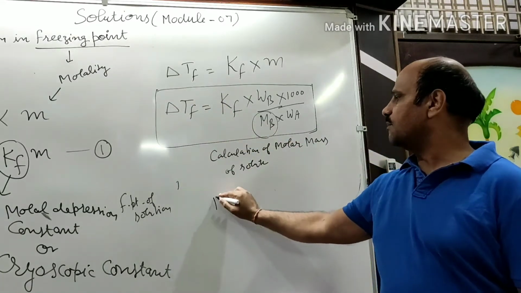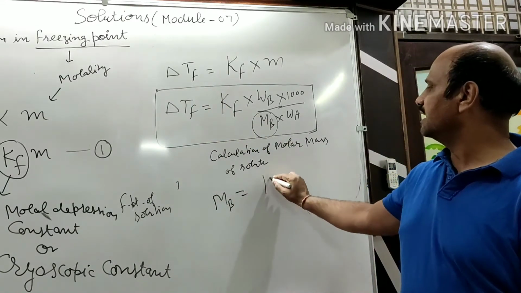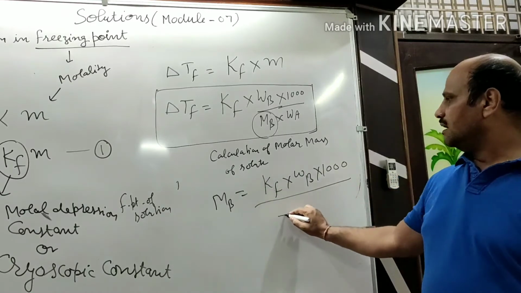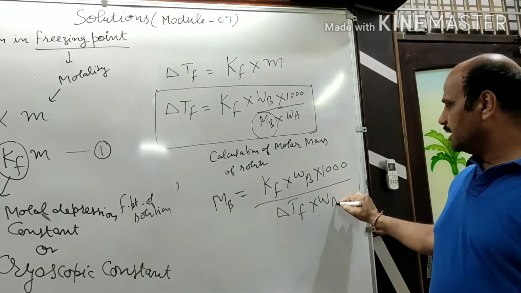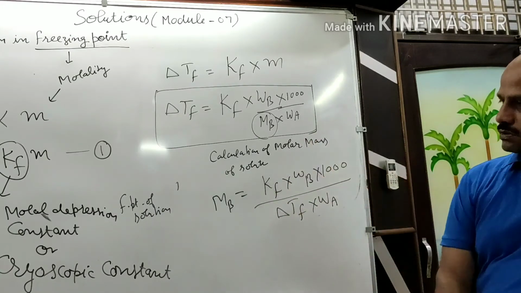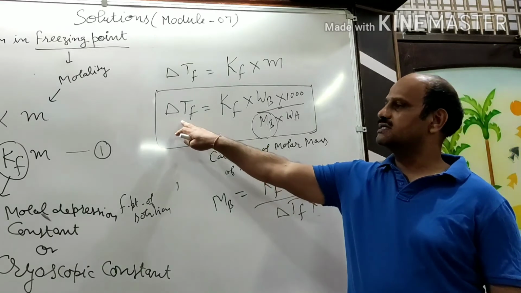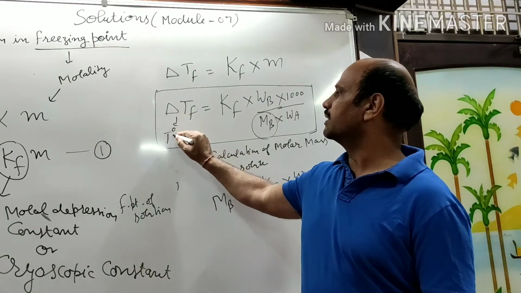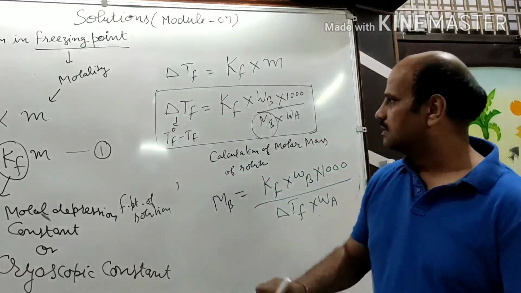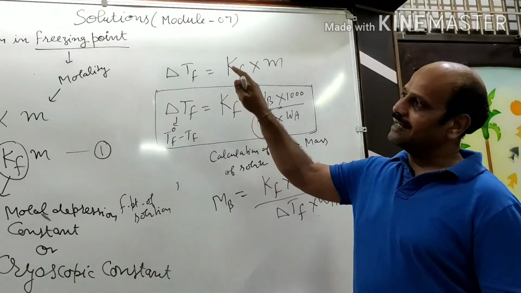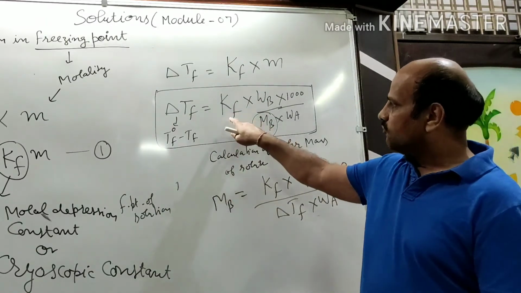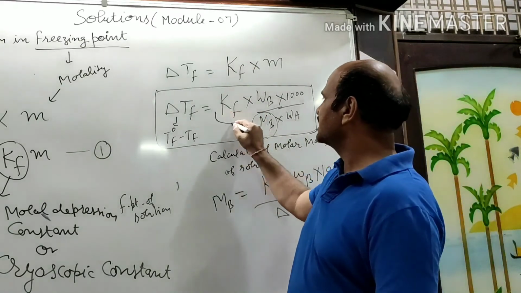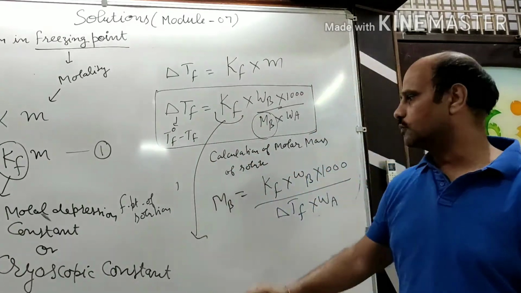This can be written like this. MB goes up here and this will be Kf into WB into 1000 upon delta Tf into WA. So these terms should be clear to you. You know what this is? This is depression in freezing point, and this can be written as T naught f minus Tf. Kf is the cryoscopic constant. Once again, like elevation in boiling point, where we use Kb, that depends upon the nature of solvent. Like this, this Kf also depends upon the nature of a solvent.